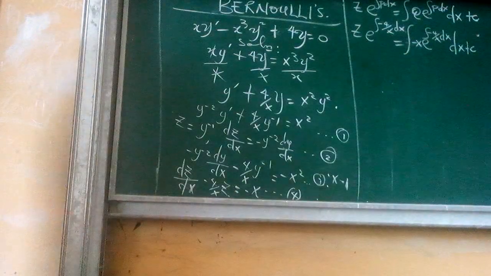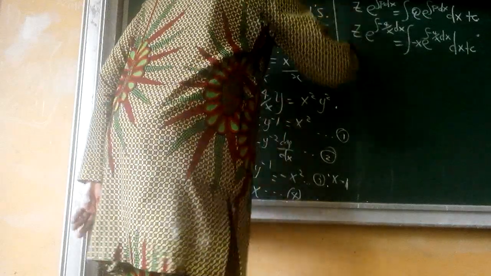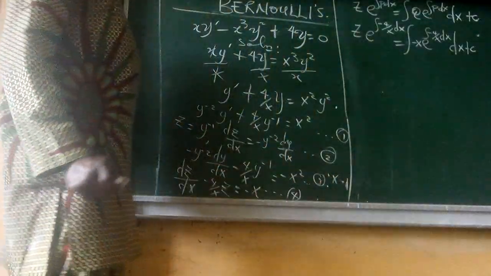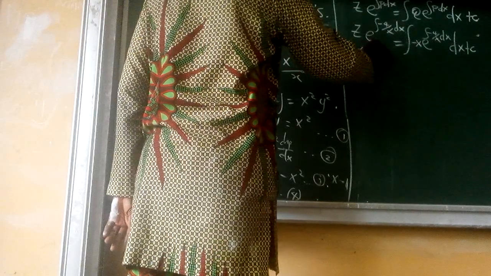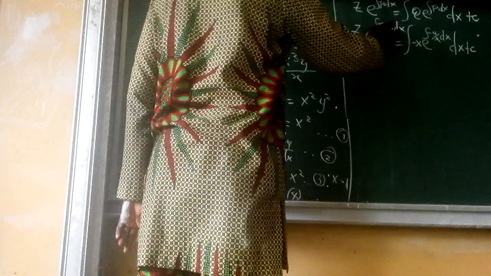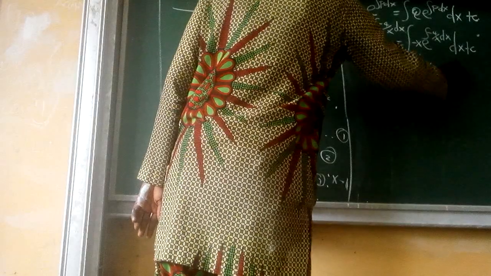So with this connotation, it simply implies that this gives us a workable expression that can be aligned as z exponential minus 4 ln x, when we integrate this, is equal to minus integral x exponential minus 4 natural log of x dx plus c.